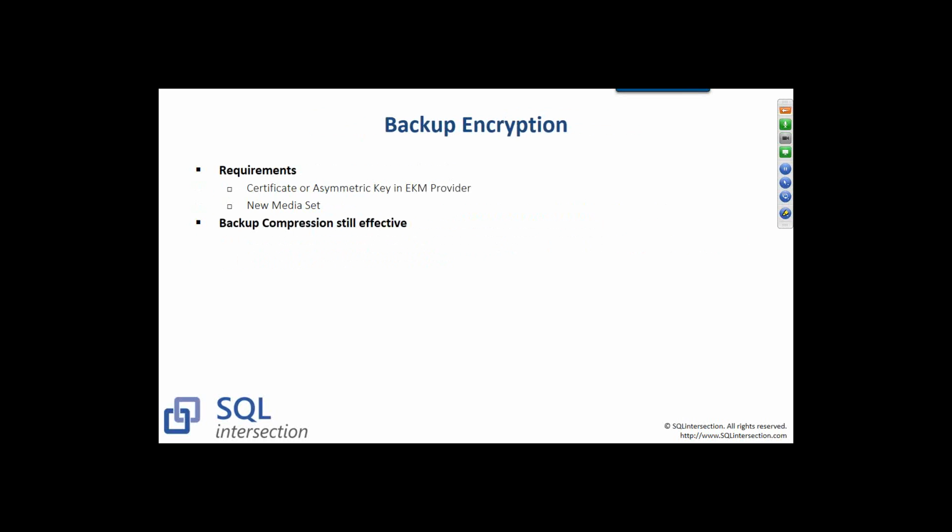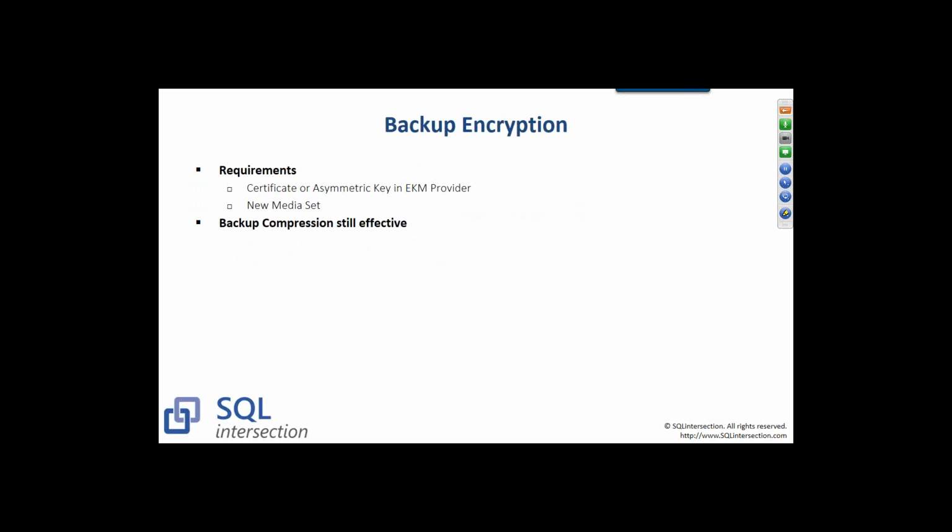The other requirement for backup encryption is you must create a new media set. So if you back up with right-click database backup and use that, you must go into the options and set a new media set. You cannot append to an existing media set and do an encrypted backup. That just won't let you. It'll throw an error, and it won't actually give you the option in the GUI because it knows it's not allowed.